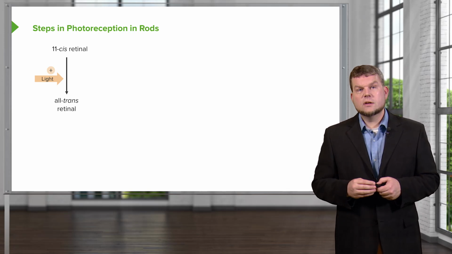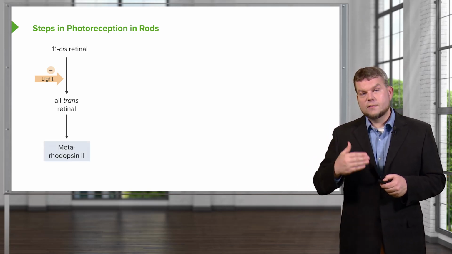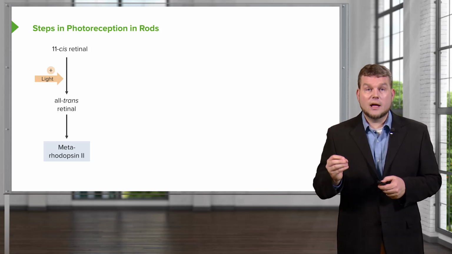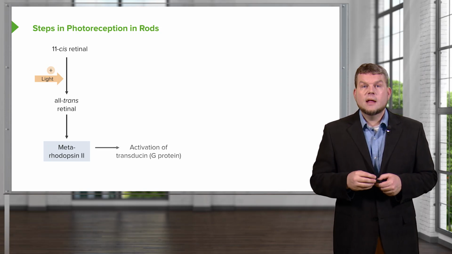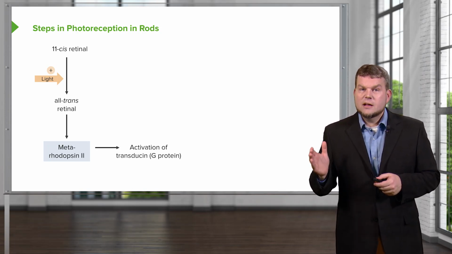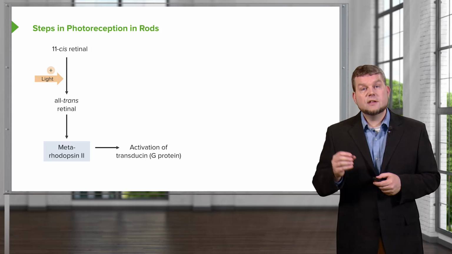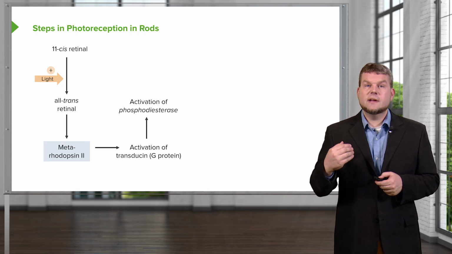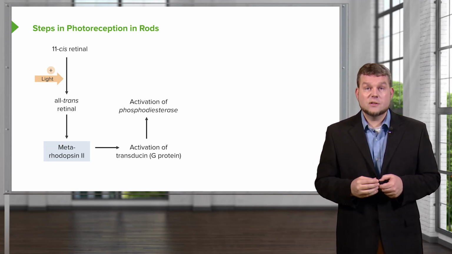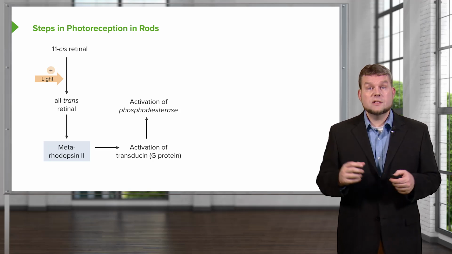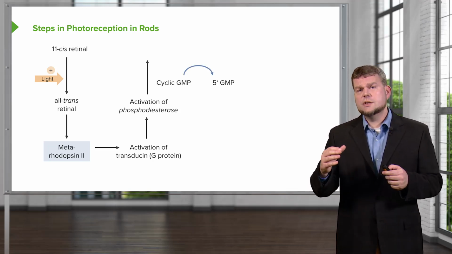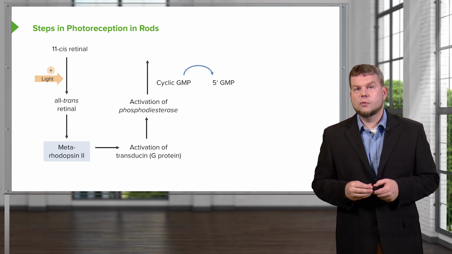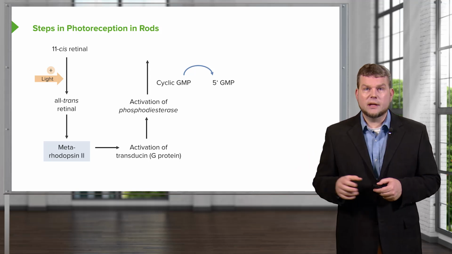When this all-trans conversion happens, it causes a further conversion of the rhodopsin molecule and forms metarhodopsin II. This activates a G protein coupled receptor, and this G protein is transducin. Transducin activates an enzyme called phosphodiesterase, and if you remember what a phosphodiesterase does, it changes either cyclic AMP or cyclic GMP back to its original form, in this case 5' GMP.